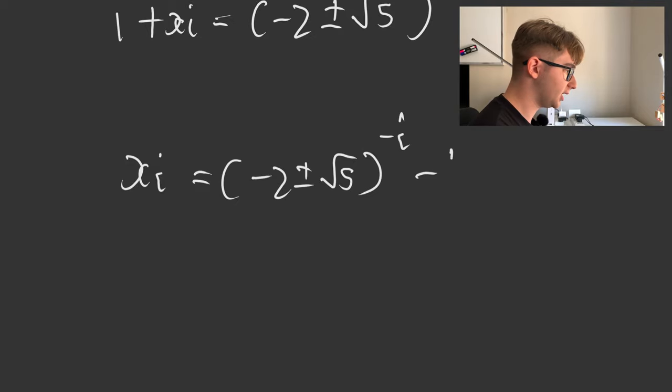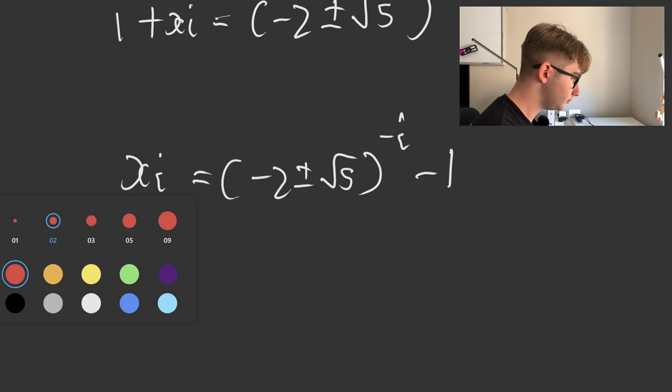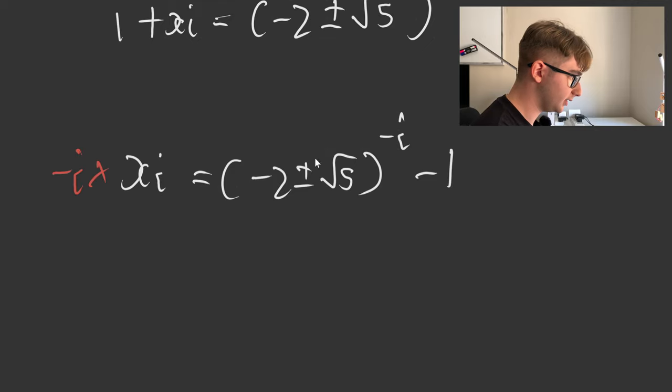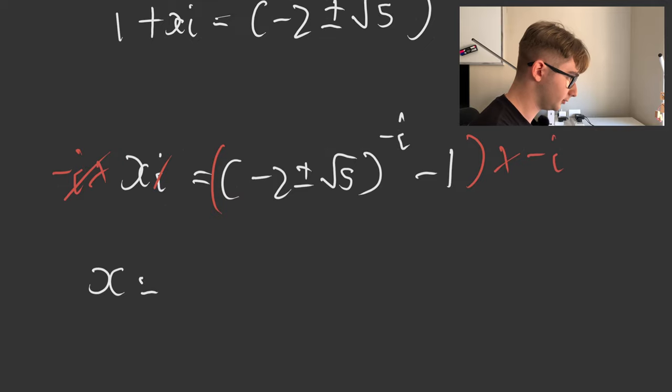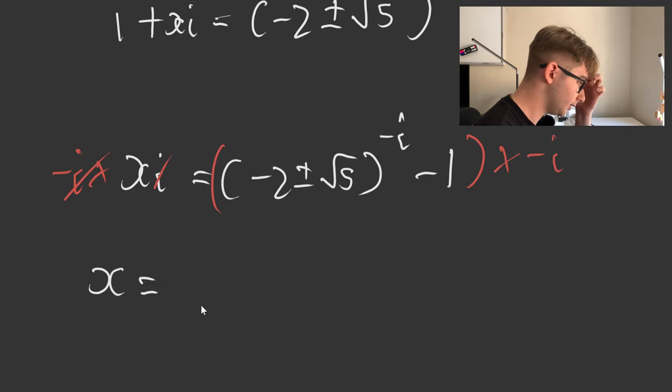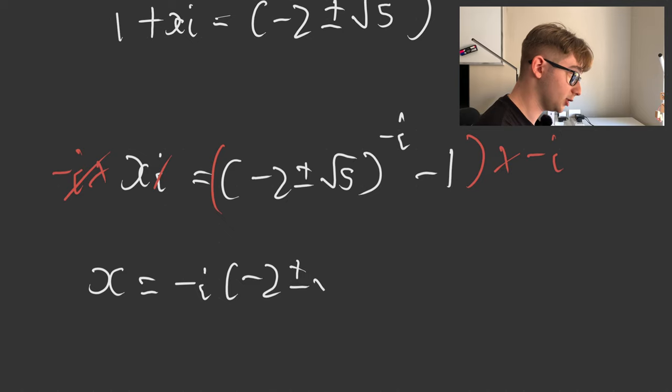And then we can divide both sides. Actually, no, let's times both sides by negative i. So negative i thing here. So then that and that will cancel out. So therefore, x is going to be equal to, yep, okay. So x is going to be equal to negative i of minus 2 plus or minus square root of 5 to the power of negative i, and then minus, plus i.